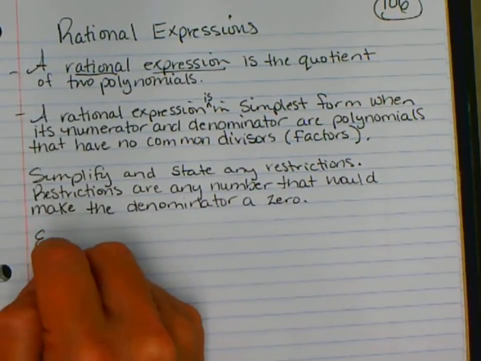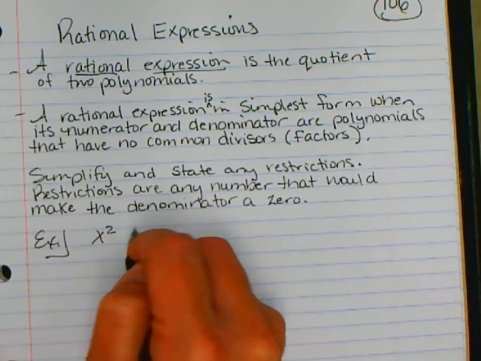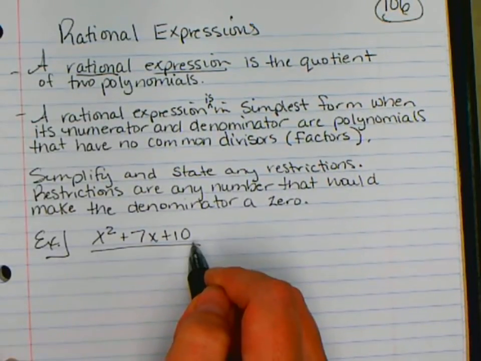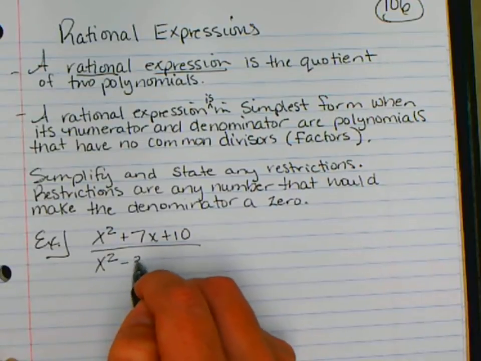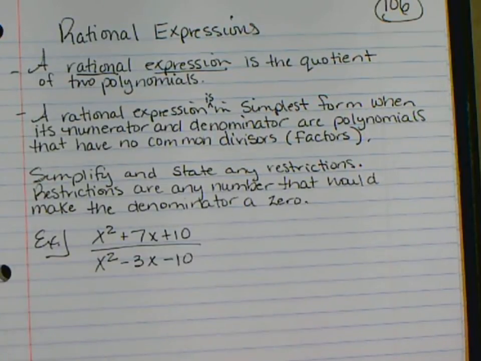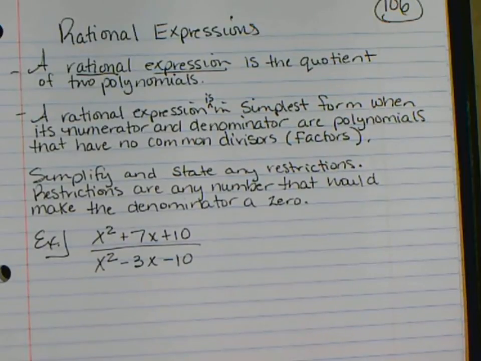Okay, so my example is x squared plus 7x plus 10 divided by x squared minus 3x minus 10. Now, a lot of students see this and they just want to cancel things out like they see them. Okay, they want to like cancel the x squareds, cancel the 10s, cancel these x's. You can't do that. This quadratic all goes together. Okay, it's one polynomial. You just can't cancel out parts of it.